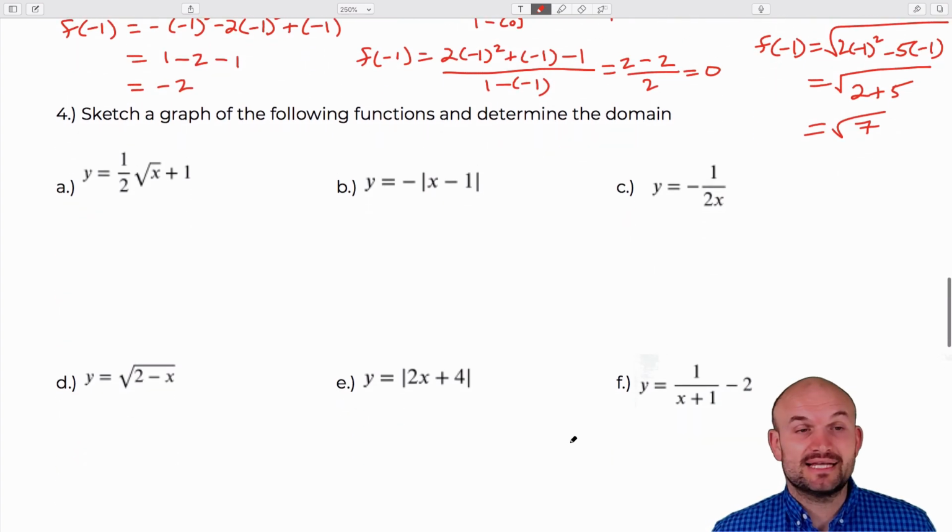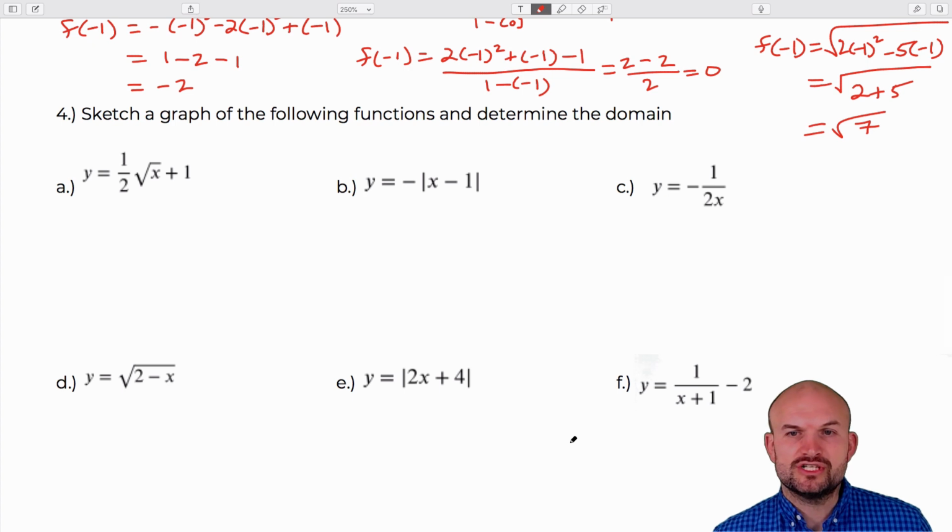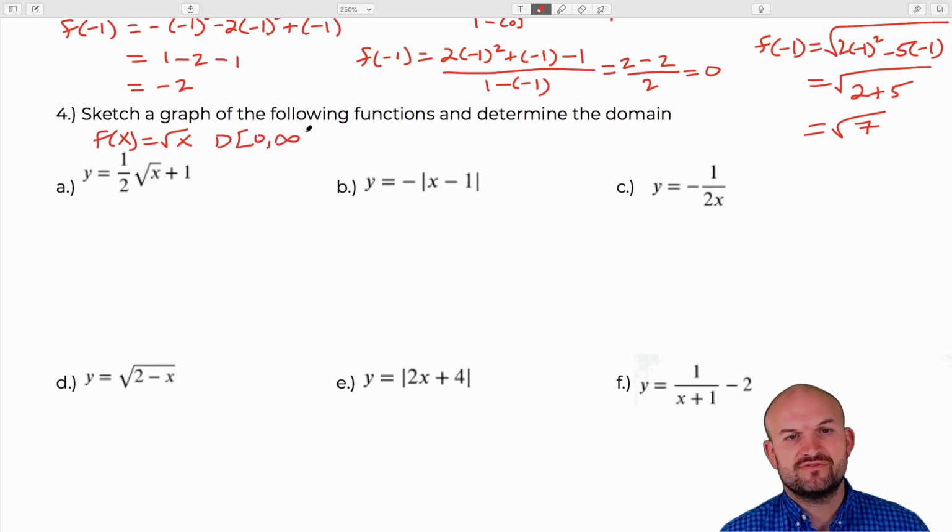All right, last but not least here is sketch a graph of the following functions and then determine the domain. So in this one, we have y equals 1/2 square root of x plus 1. So the first thing we need to do for these functions is understand what the domain of f of x equals the square root of x is. And if you remember, the domain here is going to be from 0 to infinity. Let's just do the y then.